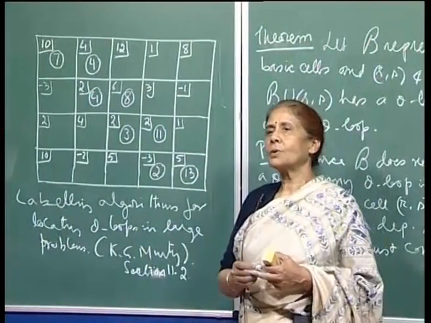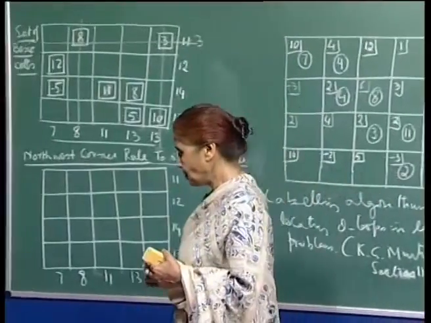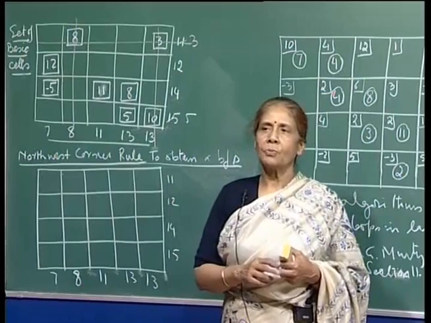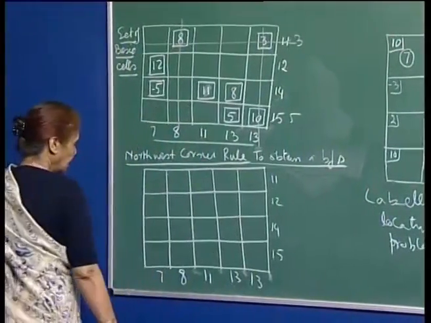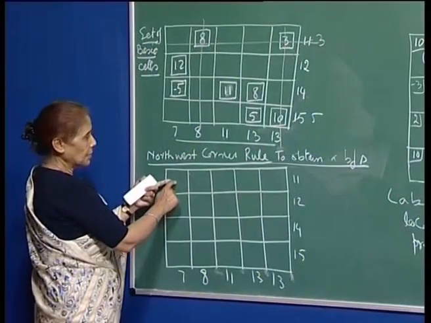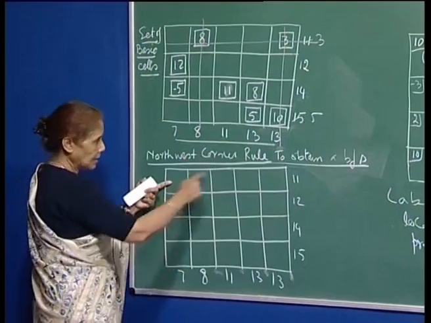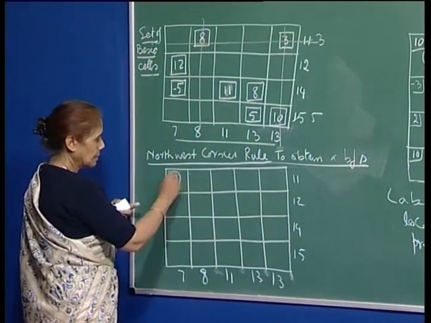We are exploiting the structure, and you see how simple it is to obtain a basic feasible solution. And we already said that once it is a balanced transportation problem, it will always have a basic feasible solution. So let us see what you do. You start from the northwest corner rule, and that is why the name. So start from here, look at the two numbers, and you can allocate 7 here.